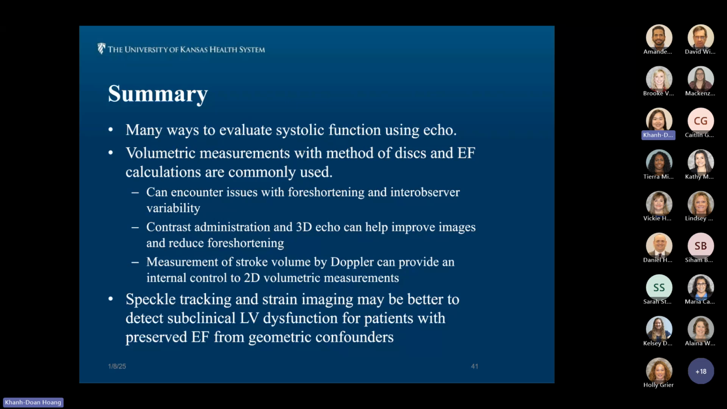And then finally, speckle tracking and strain imaging may be better to detect subclinical LV dysfunction for patients with preserved ejection fraction from geometric confounders.